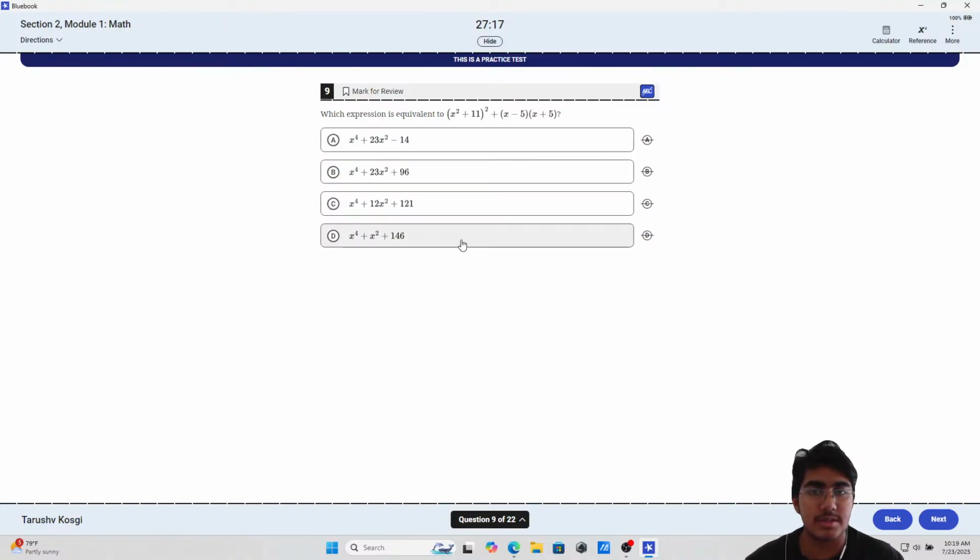So which expression is equal to this right here? So we kind of just expand this out right here. Now, would it be faster to expand it or to use Desmos? That's the question. I'll just get some practice expanding, I guess.